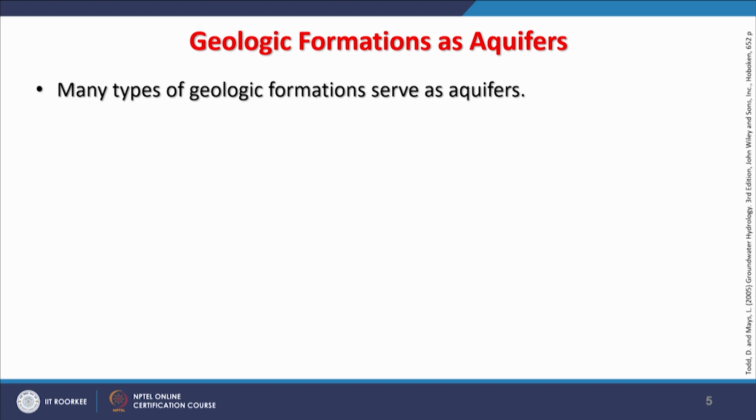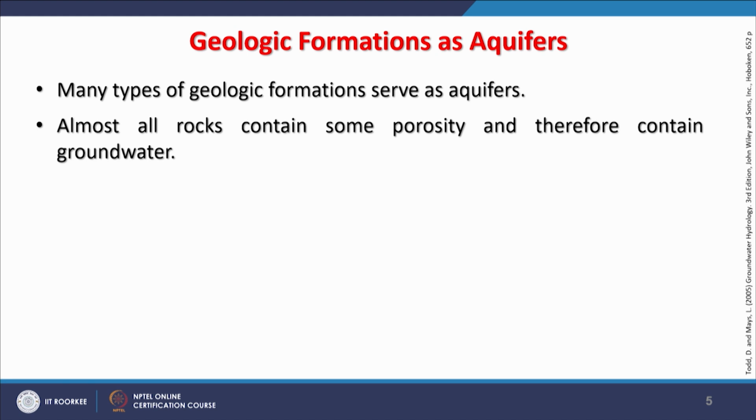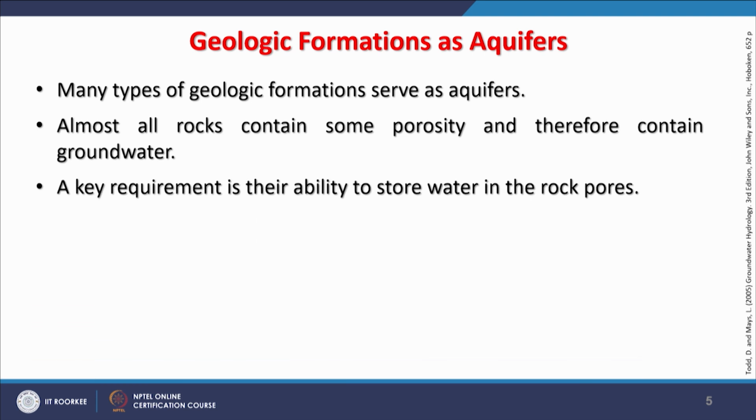Anyway, many types of geologic formations can serve as aquifers depending on the conditions in the subsurface. Some can become confined aquifers, some can become unconfined aquifers. As we know, almost all rocks contain some porosity and therefore contain groundwater, but whether there is permeability or not, that is important. Some rocks may have high porosity, but may not have good permeability, and therefore the flow through these rocks becomes impossible. Anyway, we will also have a discussion on this.